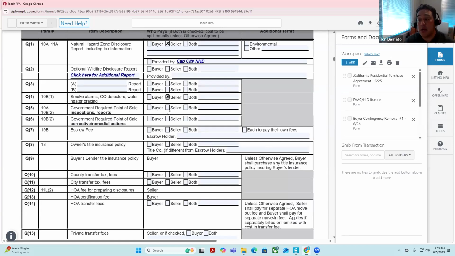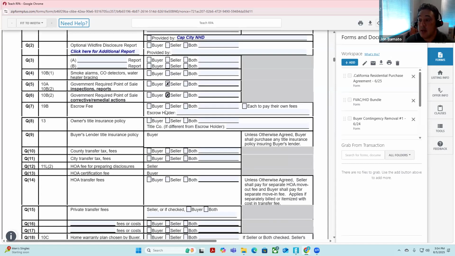If you are, though, this Q4 is saying who is paying, Q5 is saying who's paying for the inspection or report? And this is saying who's required to fix it, pay for the fixes in the report. And typically that's the seller if you're in one of those jurisdictions.